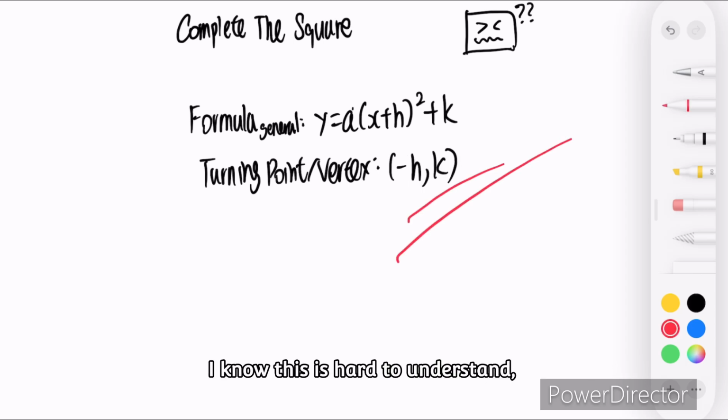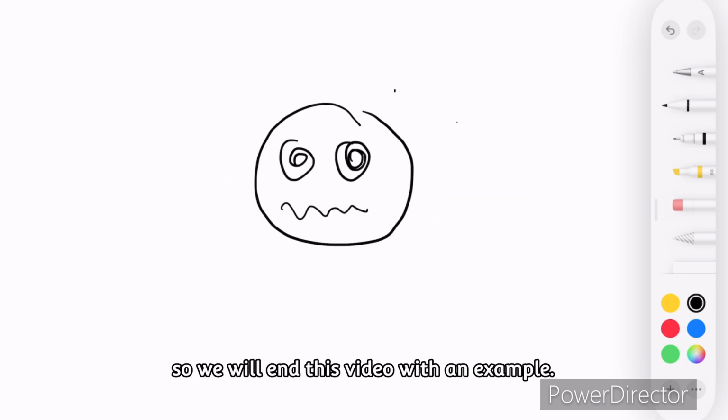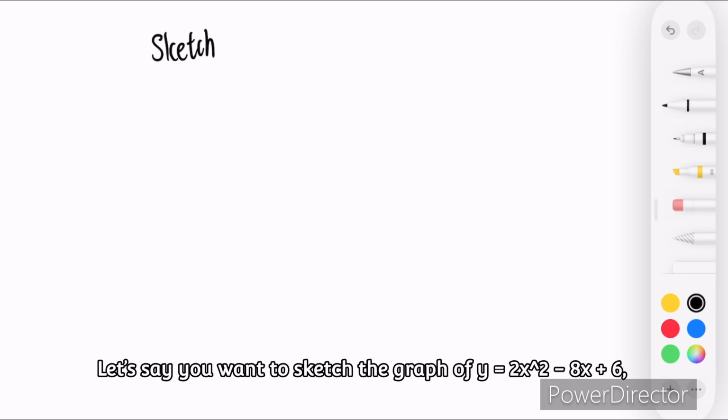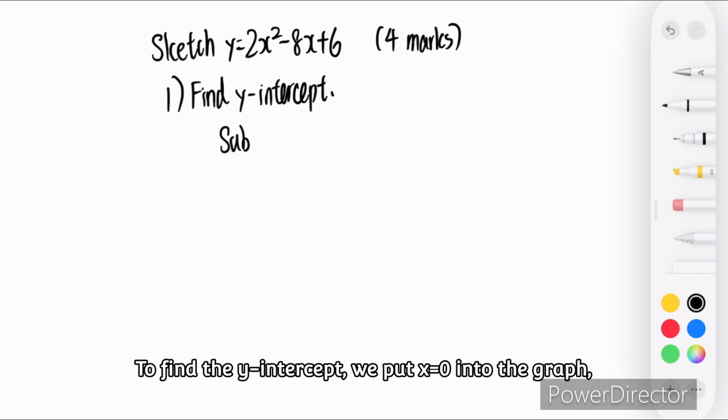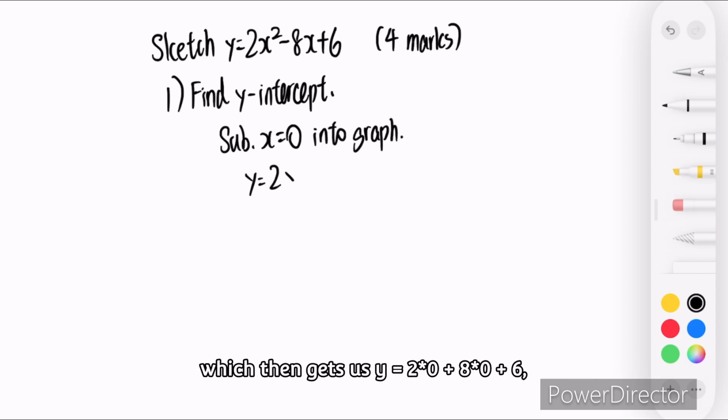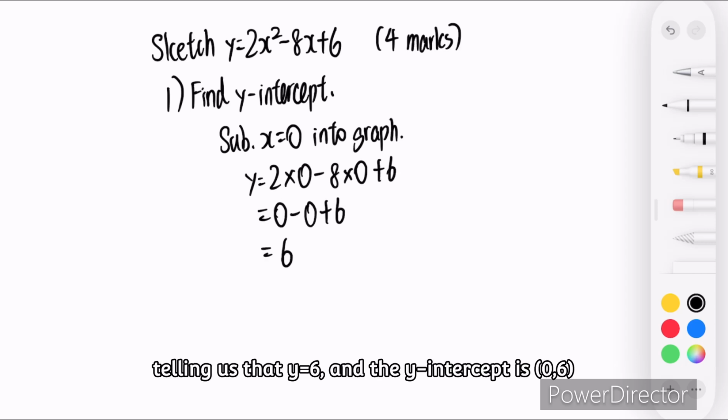I know this is hard to understand, so we will end this video with an example. Let's say you want to sketch a graph of y equals 2x squared minus 8x plus 6, with 4 marks available. To find the y-intercept, we put x equals 0 into the graph, which then gets us y equals 2 times 0 minus 8 times 0 plus 6, telling us that y equals 6 and the y-intercept is (0, 6).